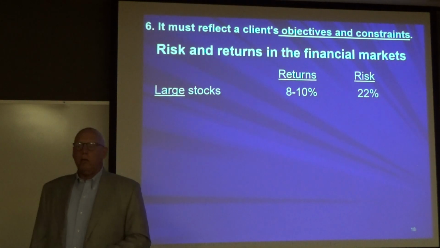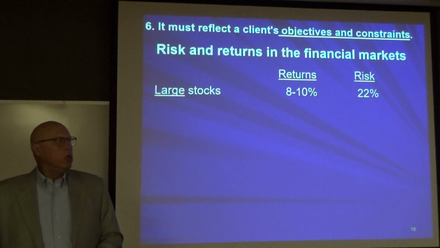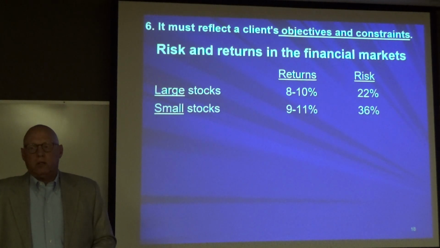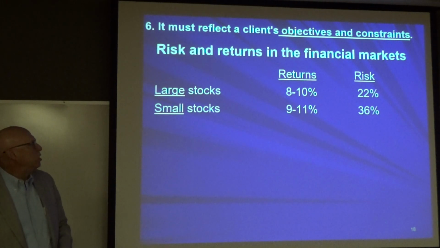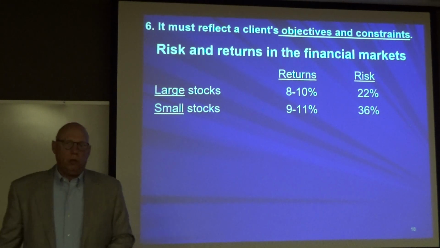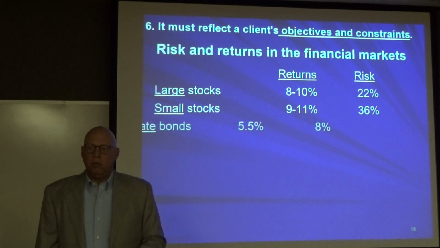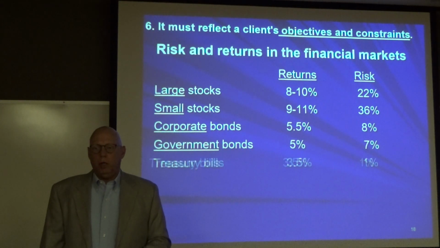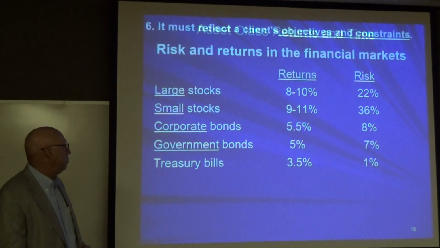So once again, we'll look at the risk and returns of the various asset classes. Large stocks, 8 to 10%, 22% annual volatility. Small stocks, 9 to 11%, a little bit higher than large stocks, much riskier, 36% annual volatility. Corporate bonds, 5.5%, 8%. You can read. There you go. You can see it.